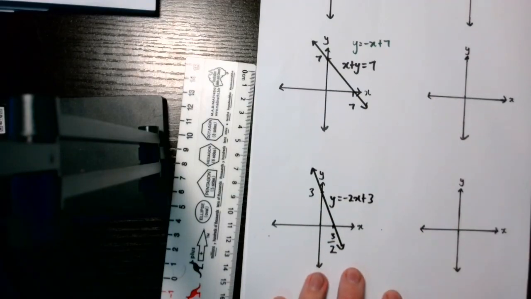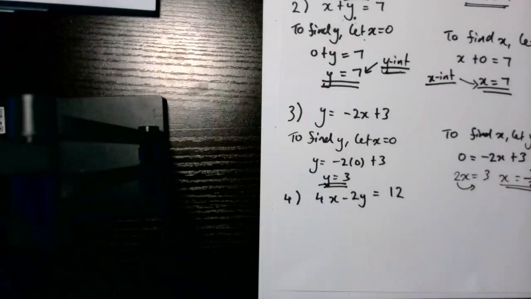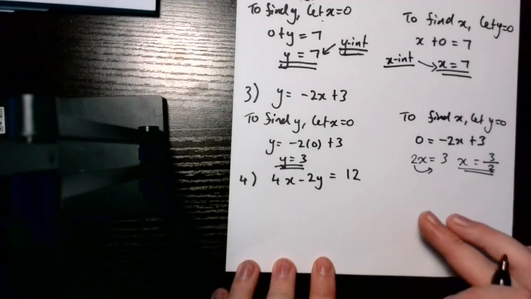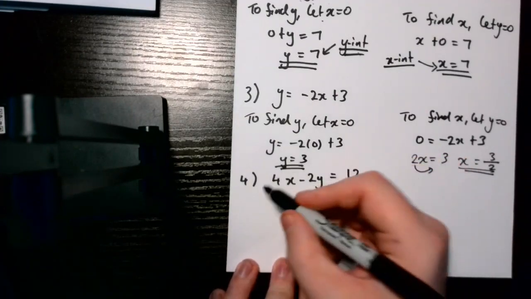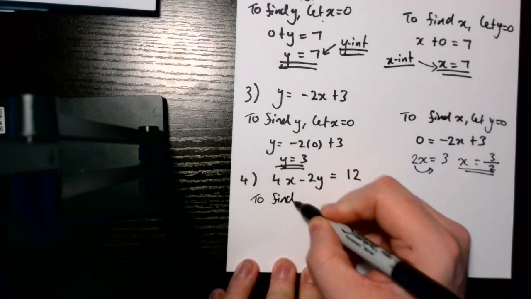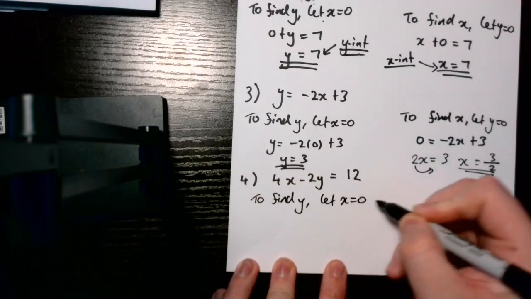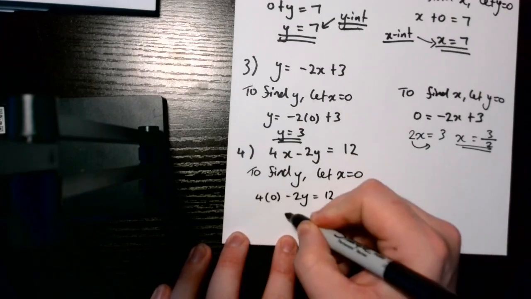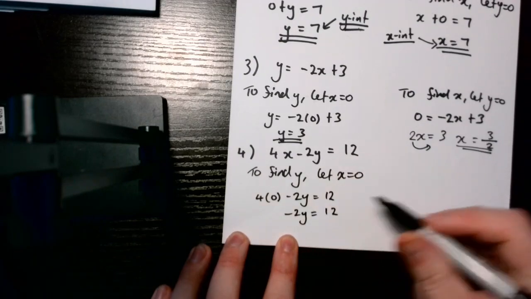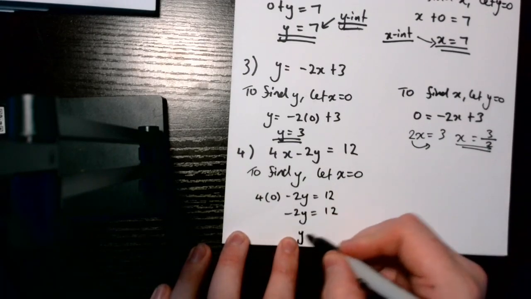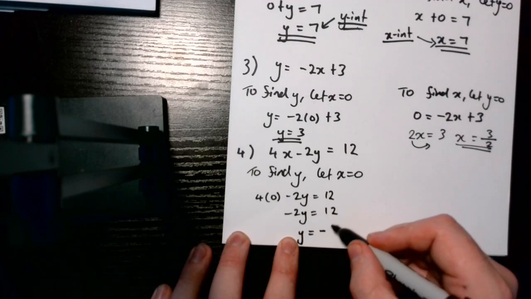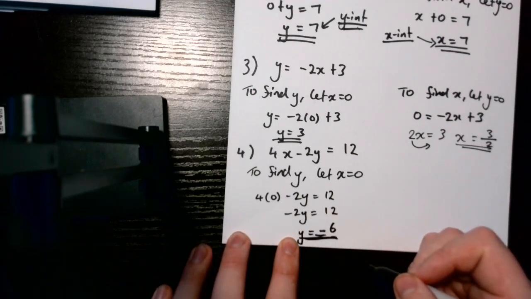Okay, so let's do the last one. We'll do the last one together. This one looks a little bit more complex, but I assure you it isn't. I find these much easier to do if you have nasty numbers with the intercept method. So let's go and we're going to find y. So to find y, let x equal 0. So I now have 4 times 0 minus 2y equals 12. So minus 2y is equal to 12, because the 4 will disappear, which means y will be 12 divided by negative 2, which is negative 6. So that is my y-intercept.